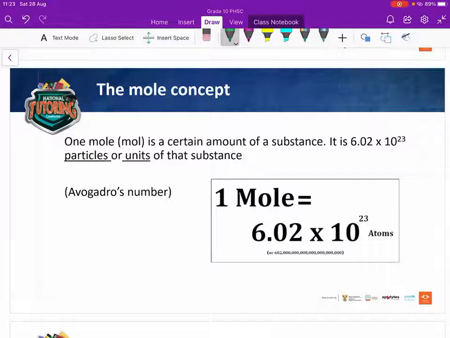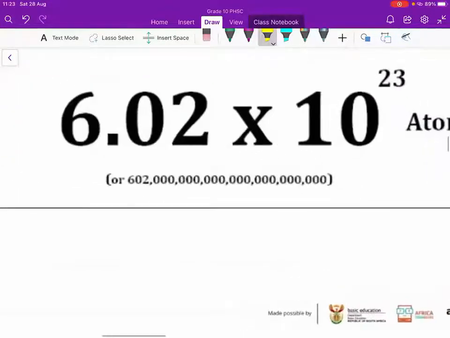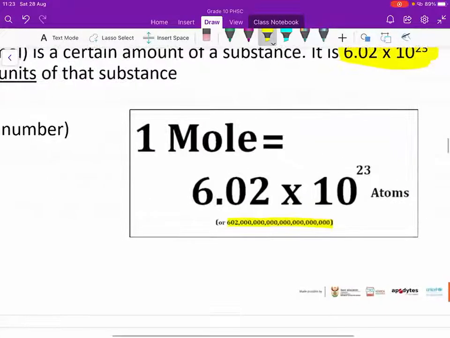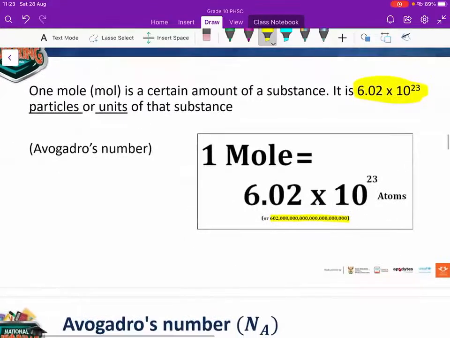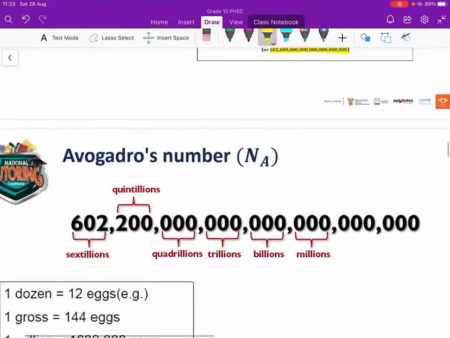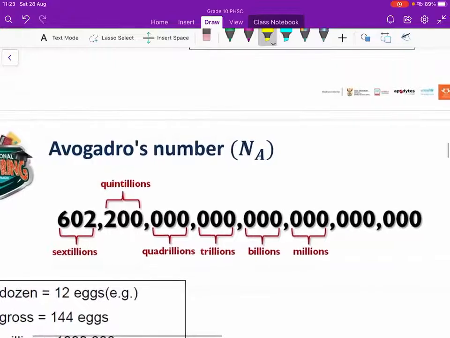So it's a very similar concept, except in chemistry, a mole doesn't mean 12. A mole means 6,02 times 10 to the power of 23 of those things, which is a lot of things. Look at this number here. I've got it on the next slide. I'll show you. It's a big, big number. There are no decimals in it. Even though it says 6,02, if you had to write the number out, that's what it looks like.